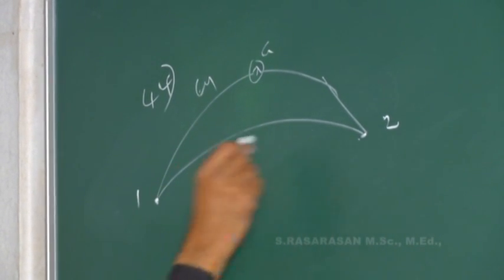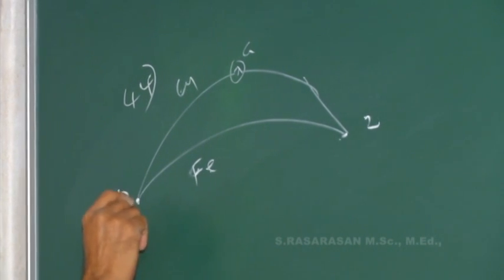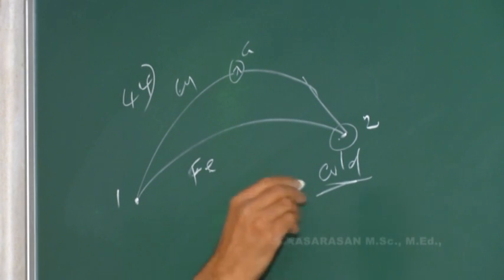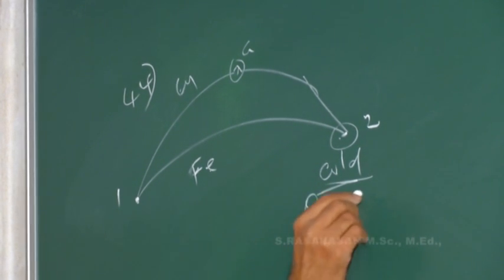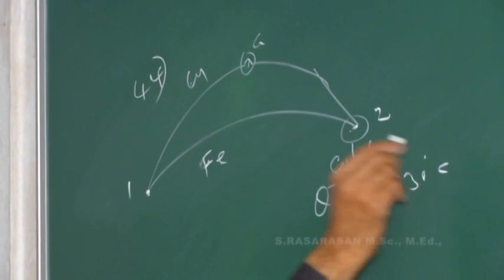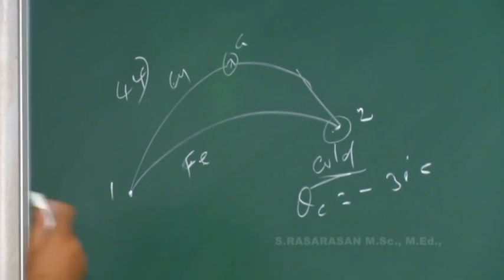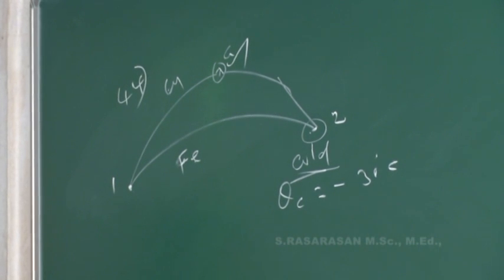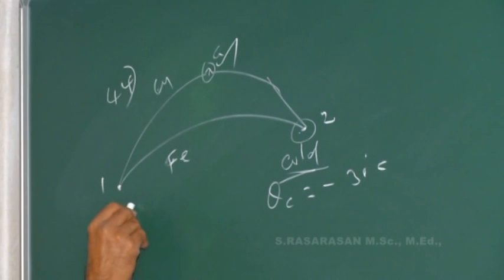Say when these two junctions are maintained different, say by keeping this junction as cold, constant. So that is the temperature of cold junction, minus 30 degrees Celsius. If we increase the temperature of the hot junction, the thermo EMF also increases. Note the reading. The graph is plotted.